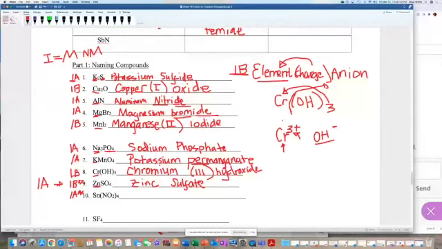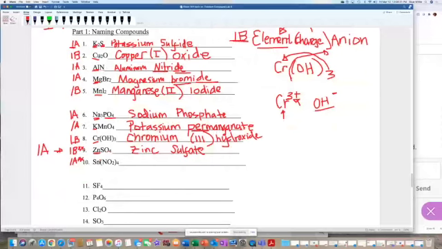Last one. This one here, Sn, you get the idea, right? This would be 4 positive. This would be negative. So I'm going to do a shorthand here. This would be Sn4 plus. This is 4 NO2 minus. This is going to be nitrite, because it's not nitrate. Nitrite, right? And tin(IV) nitrite.